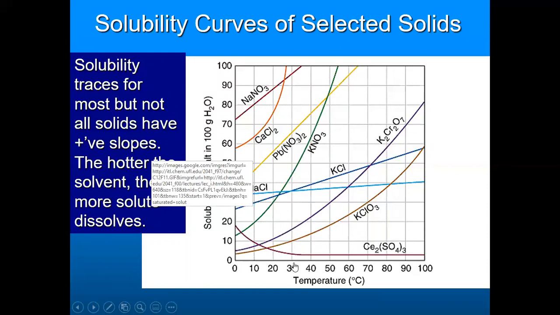For example, cesium sulfate. When you increase the temperature, the solubility of cesium sulfate decreases. Similarly, the effect of temperature on sodium chloride is very little. Similarly, the effect of increasing temperature on KNO3 is very great. If you increase the temperature, more and more KNO3 will dissolve in water, more and more potassium nitrate and lead nitrate will dissolve in 100 grams of water. Whereas if you increase the temperature, the solubility of cesium sulfate decreases.